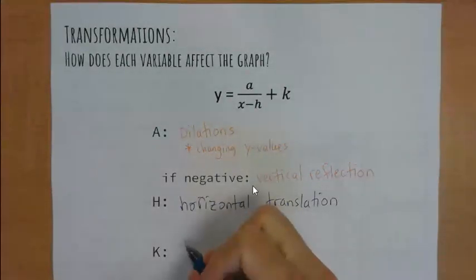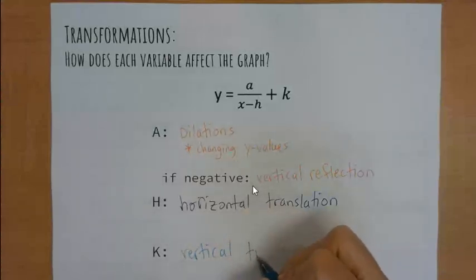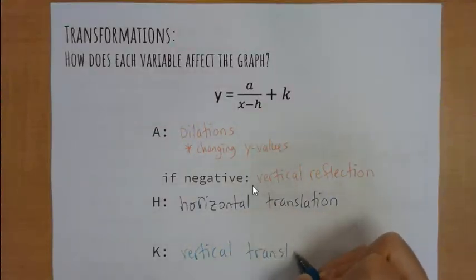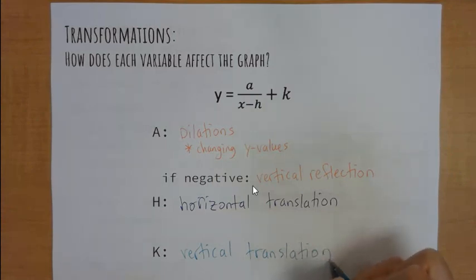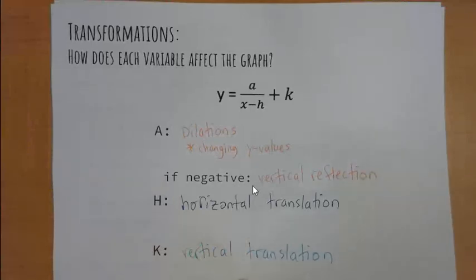And then k finally is going to be vertical translation. These are easier because they are going to go the same direction that your intuition would tell you. And so this should be very familiar because this is exactly how it worked in prior families of functions. A, h, and k are basically doing the same things.